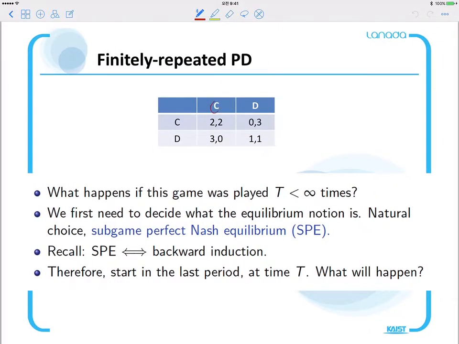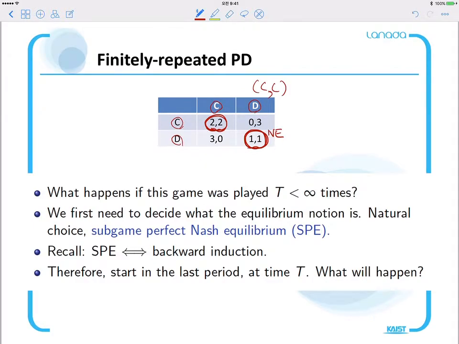Whenever we have cooperate, then we have this payoff, and defect, we have this payoff, and so on. Obviously, the Nash equilibrium is this. Both players probably prefer this cooperation, CC, but unfortunately the Nash equilibrium is this. That's what we know, right? So the question is, what happens if the game is played a finite number of times?